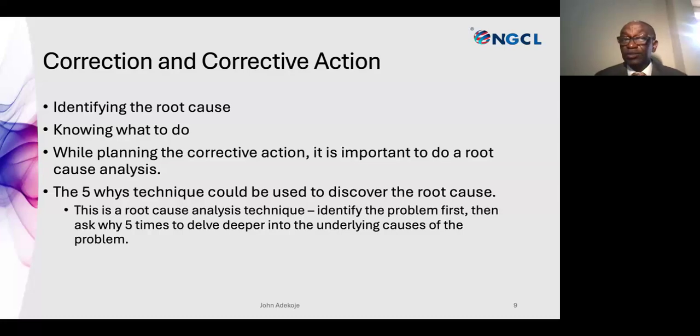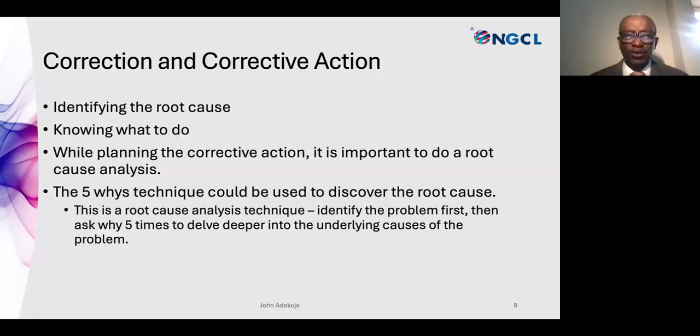So when you know what to do, it becomes easy to put corrective action plans in place and admit whether there are errors, whether the mistakes are from me, or whether the failure was caused by me or maybe some team, and then the team comes together and you lay out those things. While planning the corrective action, it is important to do a root cause analysis. That is root cause identification. You know what to do. Do a root cause analysis.